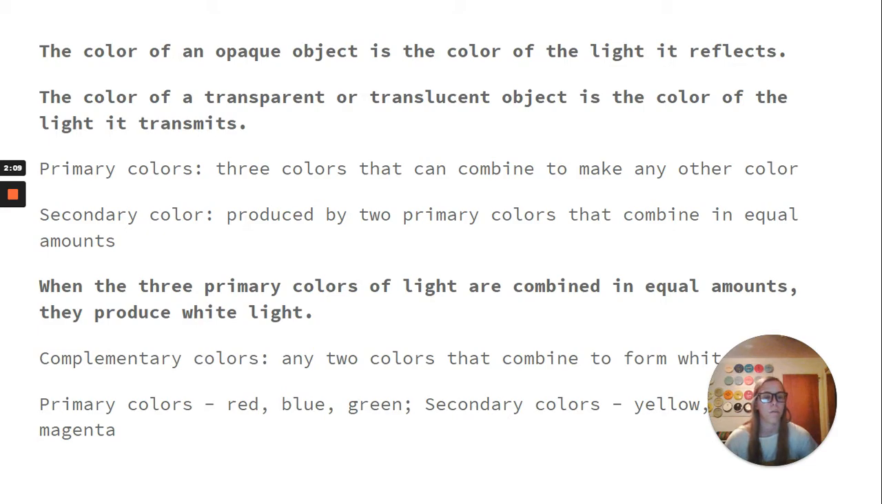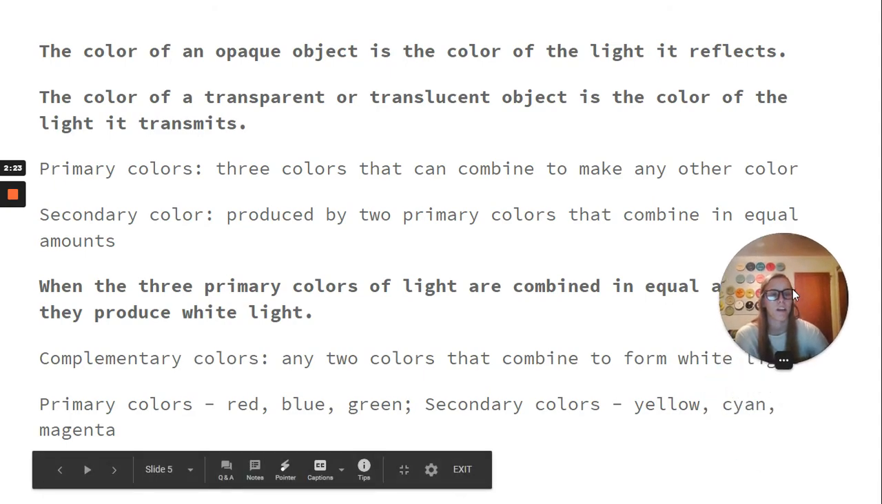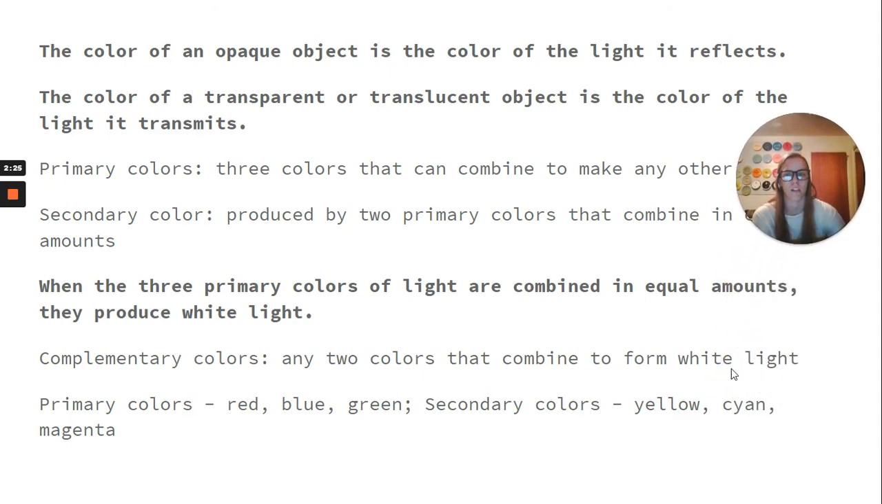Now maybe you're thinking of paint, because that's usually the first thing I think of when I think of colors, or art class at the very least. So these are actually going to be different primary, secondary, and then we'll get to the complementary colors than what you would typically think of for art class.